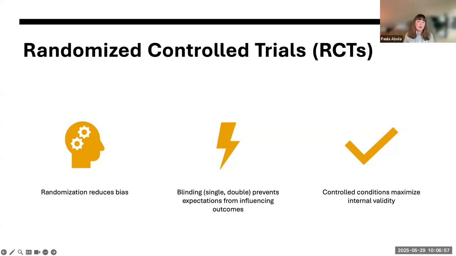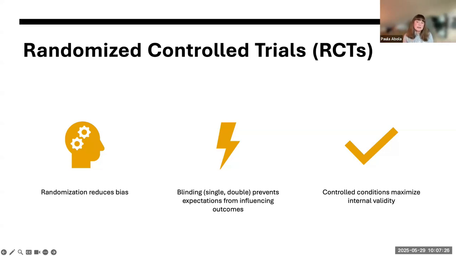And this is why double blinding protects the integrity of the data by minimizing these psychological and behavioral biases. And we know that controlled conditions like this maximize internal validity. And in a randomized controlled trial, we standardize as much as possible. So we standardize how interventions are delivered, how the outcomes are measured, and how participants are monitored.